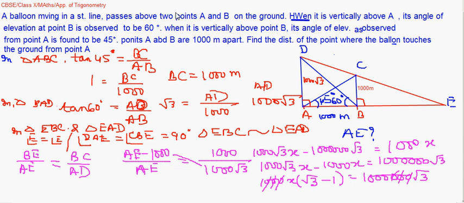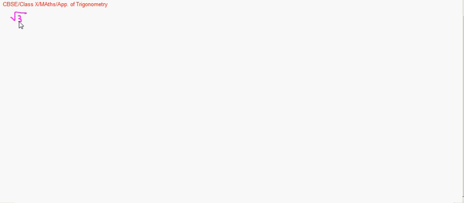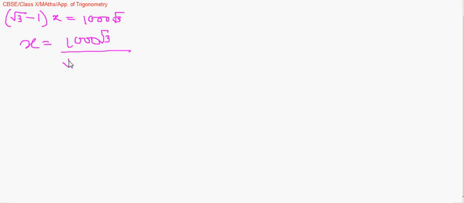Let me move on to another screen. So I'll just note it down. I got it as root 3 minus 1 times x, and if I recollect correctly, it was equal to 1000 root 3. Now we just have to solve. X is equal to 1000 root 3 by root 3 minus 1. So we need to rationalize it. To do so, I'll multiply this with root 3 plus 1. I'll also multiply this with root 3 plus 1.